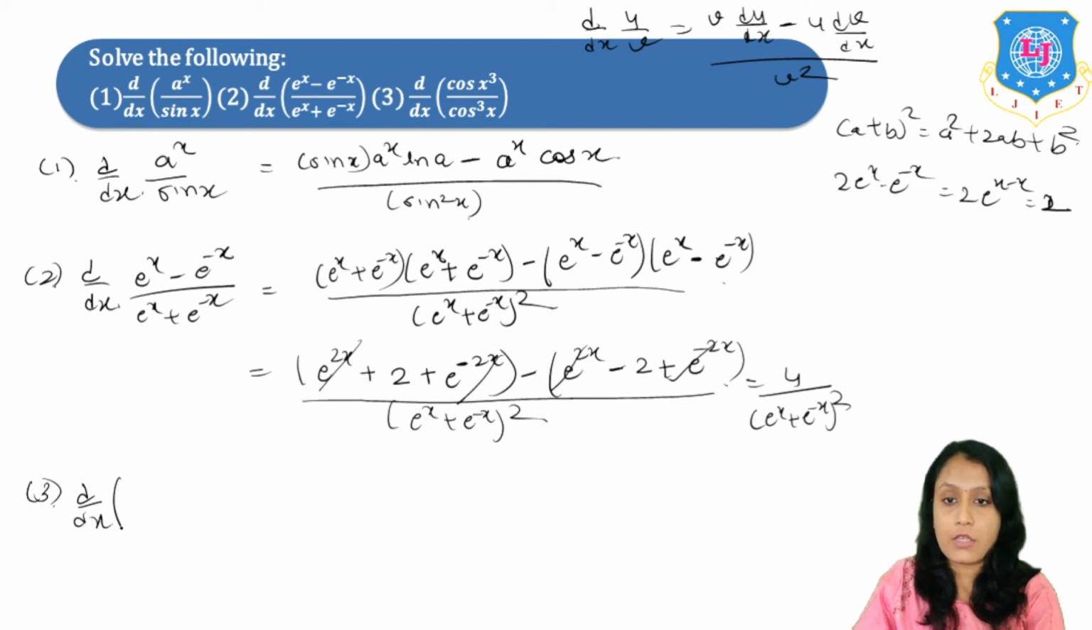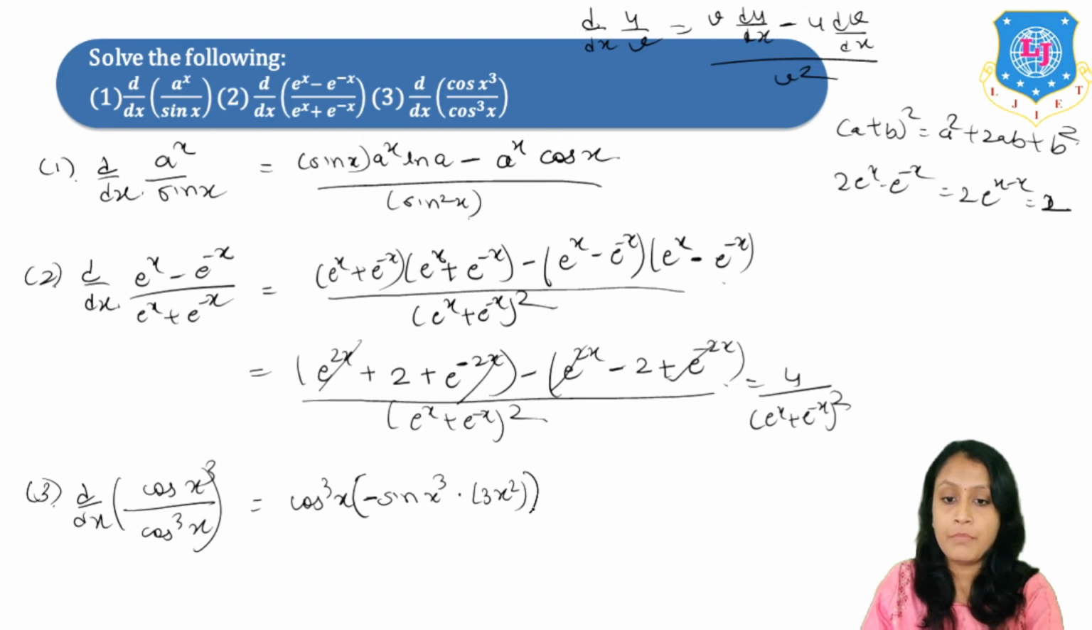Find d by dx of cos x cube upon cos cube x. So again, firstly denominator as it is, so this cos cube x as it is, then derivative of numerator. So first find the derivative of cos, that is minus sin x cube. And again for x cube, the derivative of x cube will give you 3x square. Minus, now numerator as it is means cos x cube as it is.